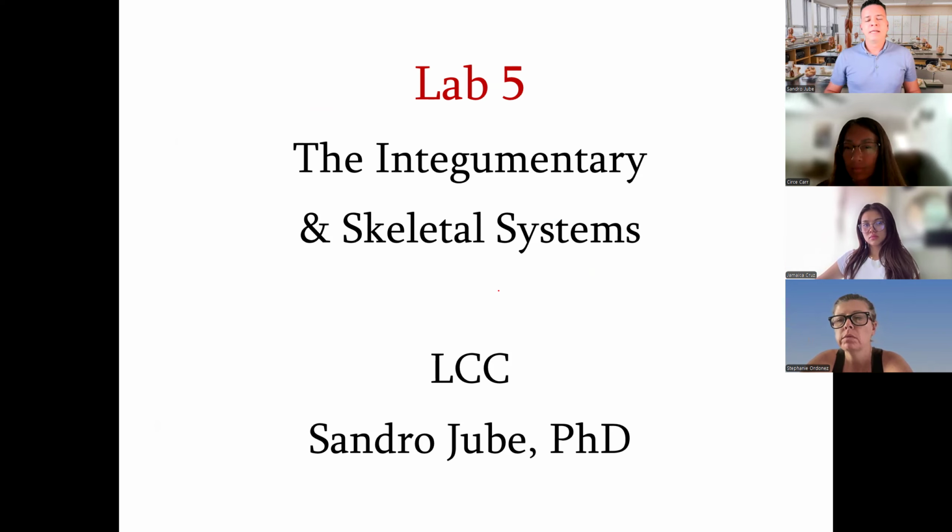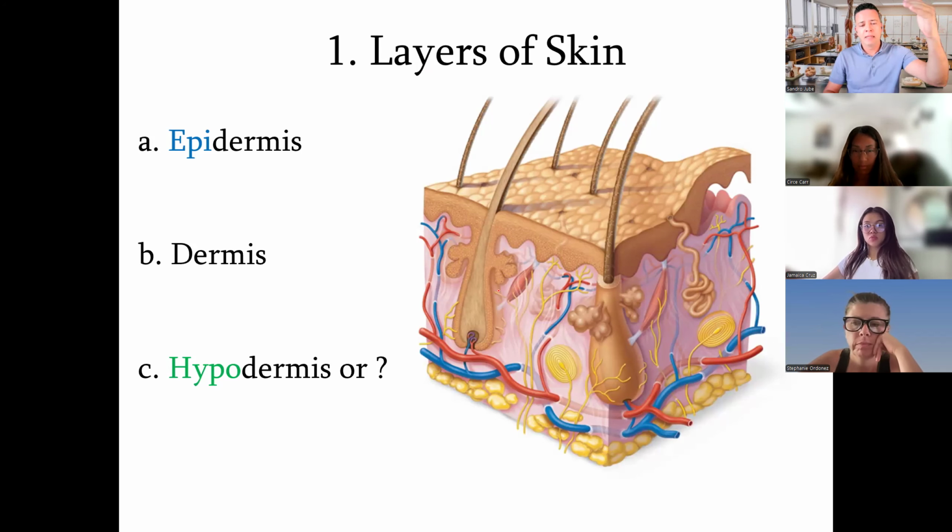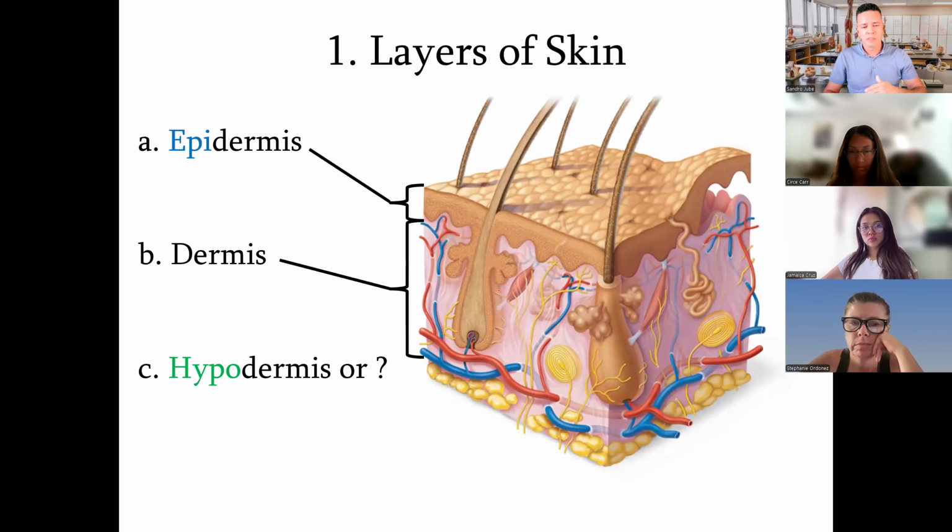All right. So lab 5 discusses the integumentary system and also the skeletal system. Once again, I'm going to go very quickly through the skin and integumentary system so we can focus on the skeletal. We do know that we have 3 different layers of skin, right? We have a thick layer in the middle called the dermis. And then on top of the dermis, we have the epidermis and the hypodermis.